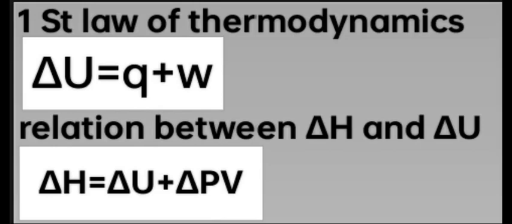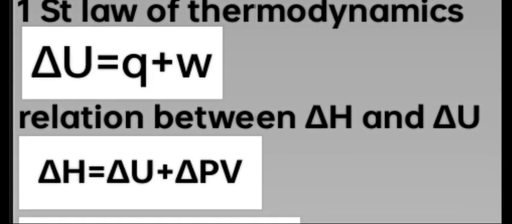In this session, we will discuss the important formulas in thermodynamics of chemistry. So, the first law of thermodynamics states that delta U is equal to Q plus W. Delta U is internal energy change, Q is heat energy given to system, and W is work done on the system.